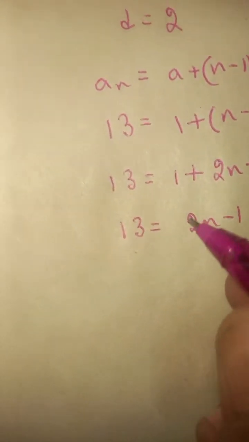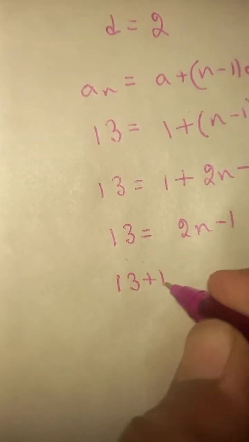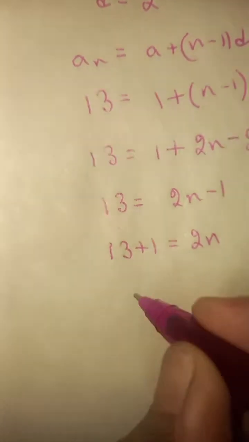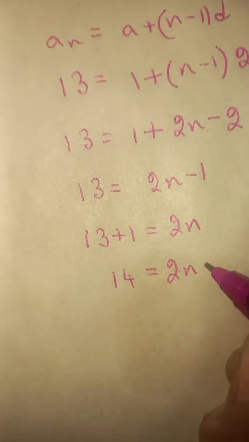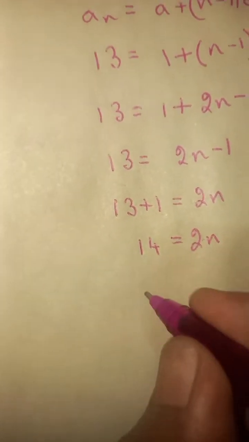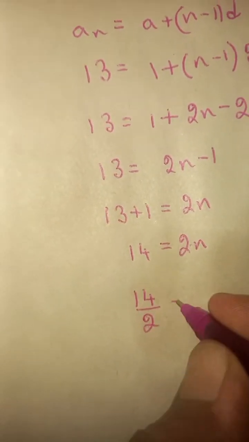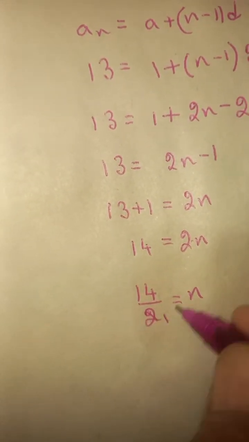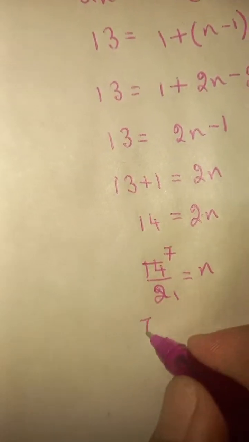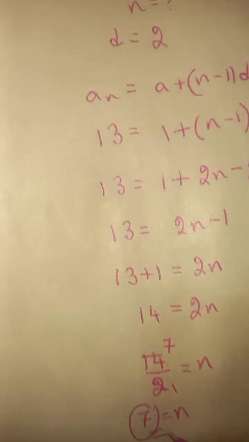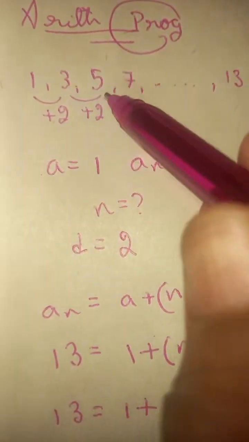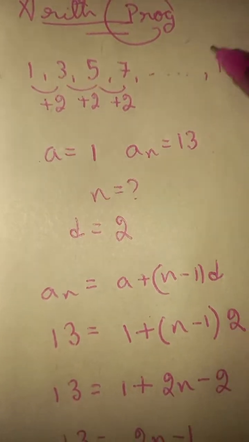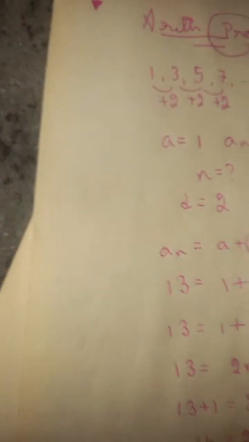You send that minus 1 to the other side, it becomes 13 plus 1 equals 2n. Now 14 equals 2n, which is nothing but 2 times n. This 2 moves to the other side, and it becomes 14 by 2 equals n. 2 1s are 2, 2 7s are 14. So 7 is the total number of terms. There are totally 7 terms here: first term, second term, third term, fourth term, fifth, sixth, and the seventh term. Like this, you can find any term in it.